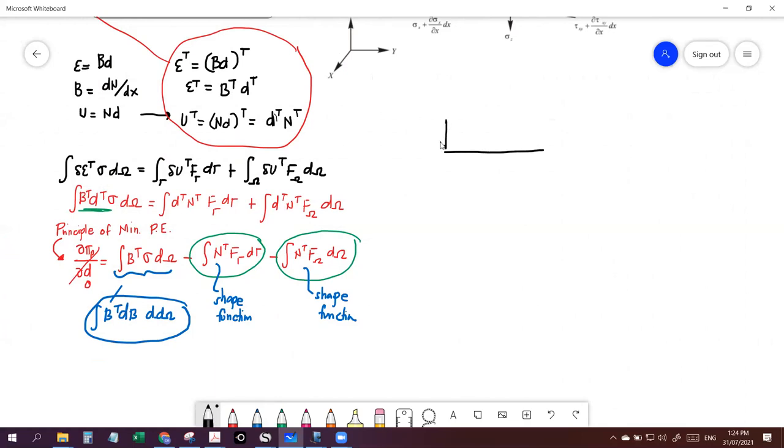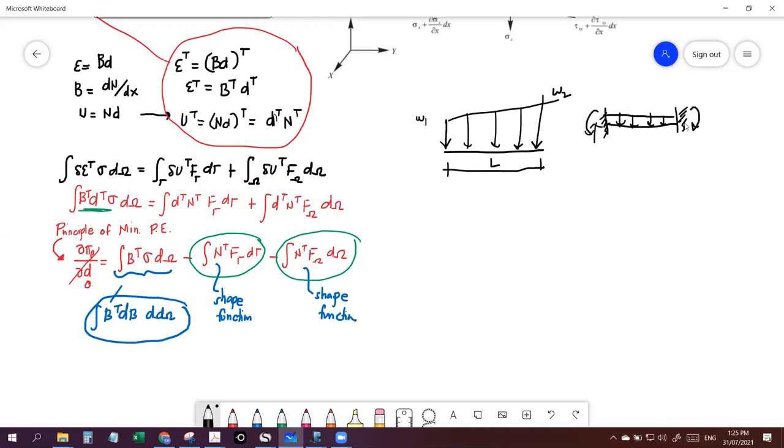For example, we have a load like this. Say this is W1, W2. This is L. And we wanted to find the forces, the fixed end forces. For the civil engineers, you already know this, right? For example, uniformly loaded. So what are the values of our fixed end force?